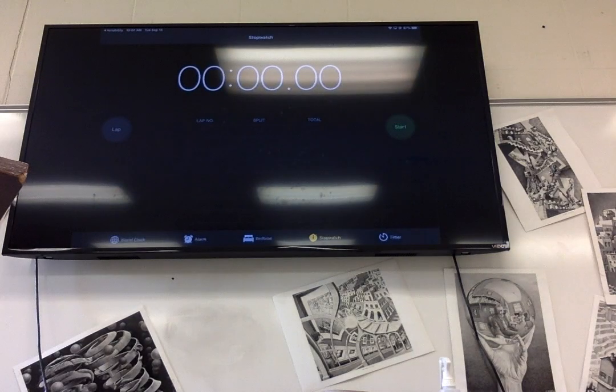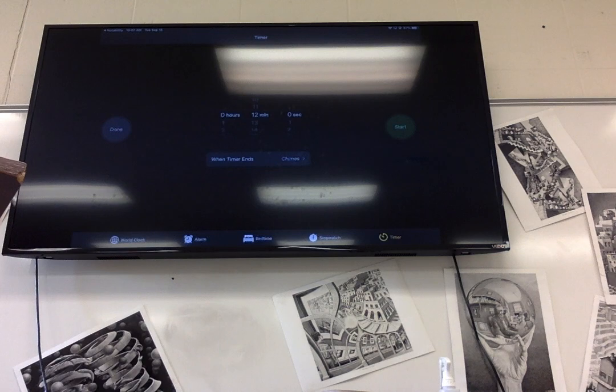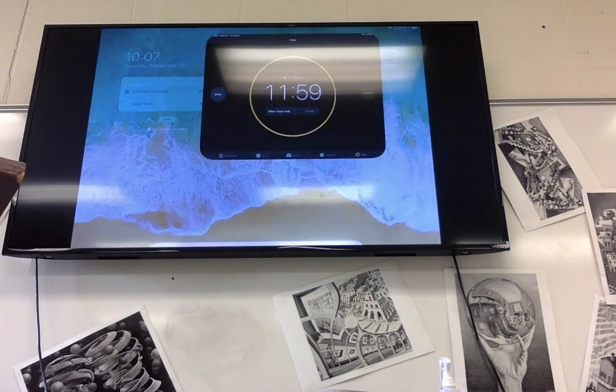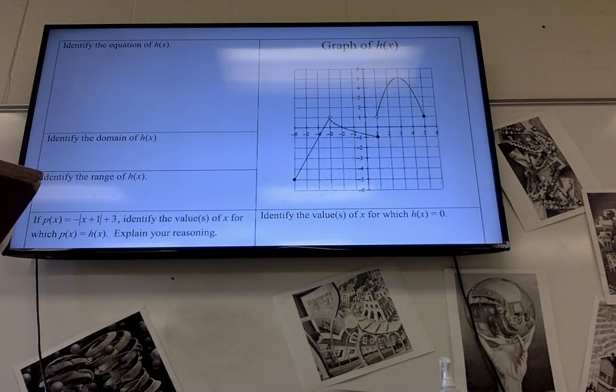And I'll go through it with you if you aren't sure where to start. That's fine. Okay, so basically we have three pieces of this graph. We'll start here.